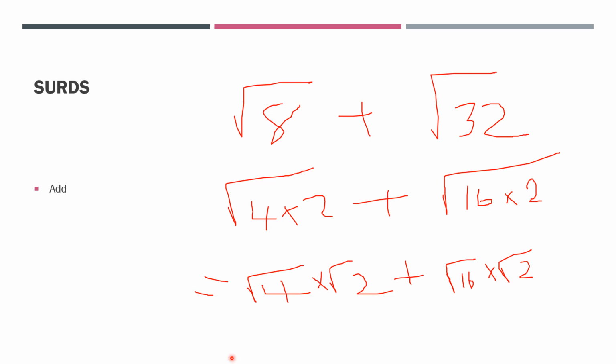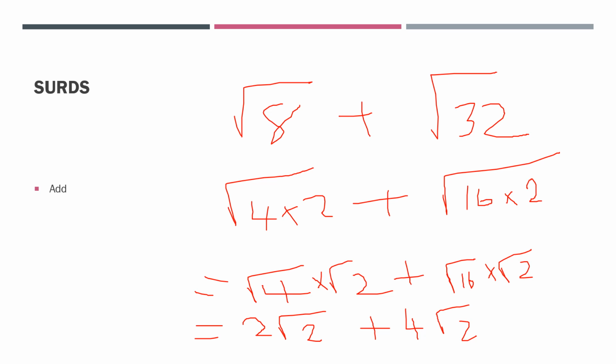So basically now we'll say the square root of 4 will give us 2, and then we'll be left with what? With the square root of 2, because it will give us a decimal number. And then the square root of 16 will be 4 into the square root of 2.